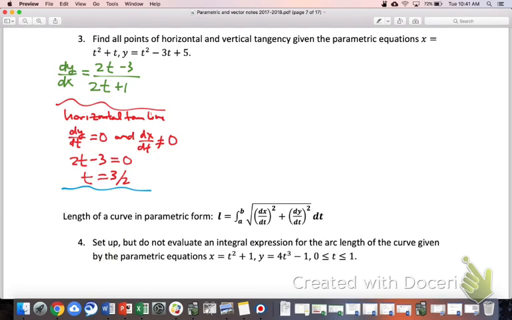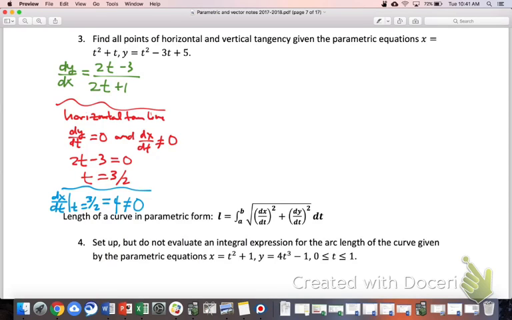I'm sure you can do this without doing a whole lot of work, but I'm going to say, all right, well then, I'll do dx dt. So dx dt at t equals 3/2. And of course, I'm talking about this. So that would be 4, wouldn't it? And importantly, that's not 0. So then my conclusion would be t equals 3/2. That would be when I've got a horizontal tangent line.